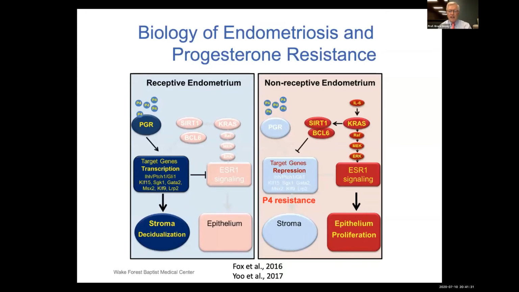In the right side, in the case of inflammation and endometriosis with IL-6, IL-8, IL-17, we have activation of KRAS. KRAS is turning on a protein called Sirt1 and another associated lymphoma protein called BCL6. And these two proteins actively turn off the genes that progesterone is trying to turn on. And this leads to progesterone resistance. And importantly, estrogen is not downregulated and stromal decidualization does not occur.